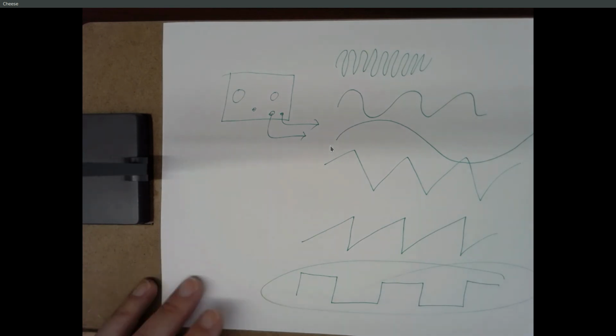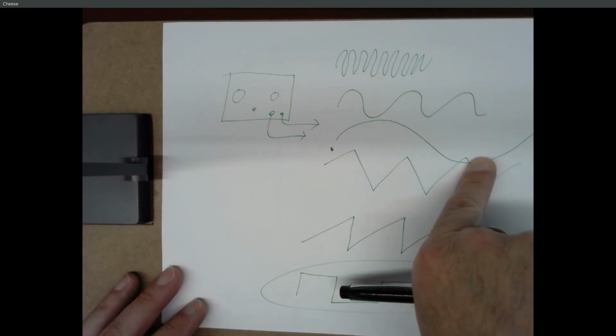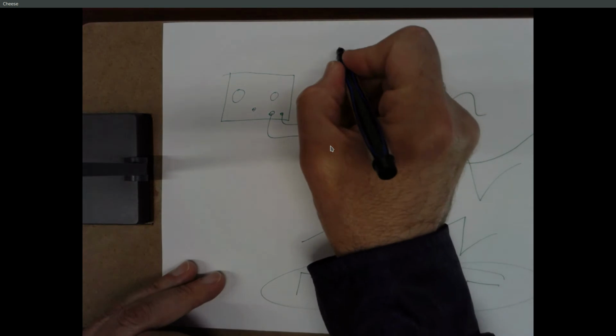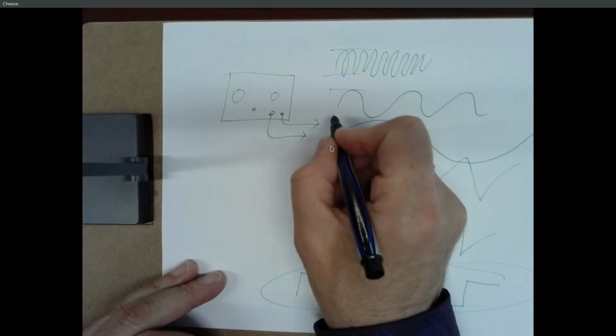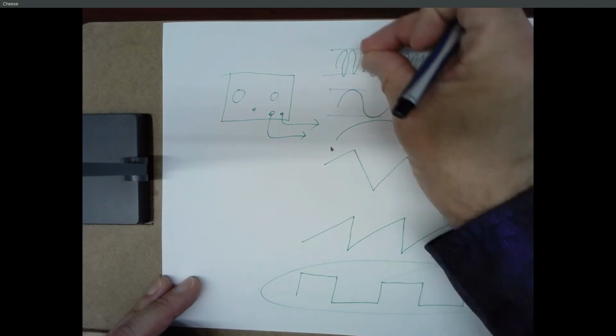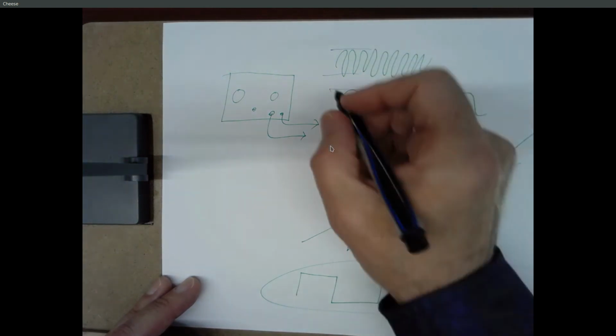If you turn this into pressure waves, this is a high-pitched tone, this is a low-pitched tone. Both of these waveforms have the same distance between the highest part and the lowest part. Right? So there's the frequency, but there's also the amplitude.